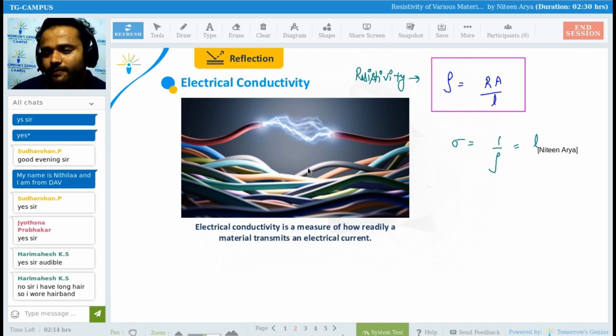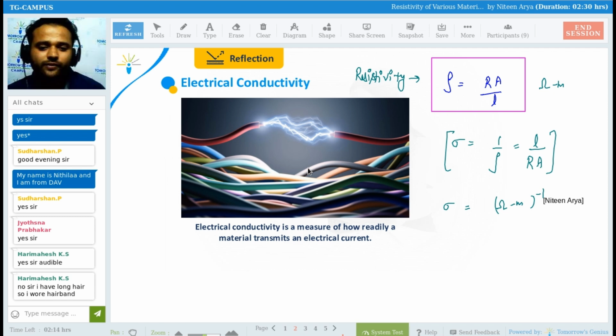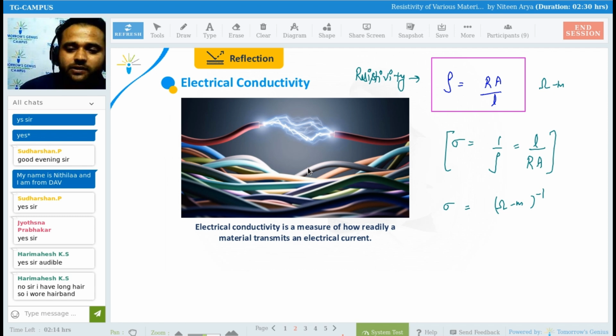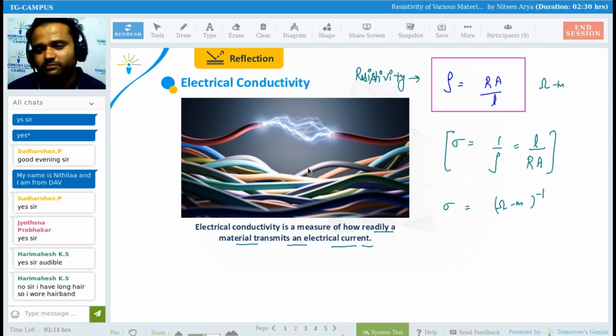So what is it going to be? L upon R A. If resistivity has unit ohm into centimeter or meter, then conductivity has unit ohm into meter inverse, and that is known as Siemens also. So electrical conductivity is a measure of how readily a material transmits an electric current. That is the definition you know from smaller classes, but this is where you're going to face the problems or numerical stuff. Is this clear, everyone?